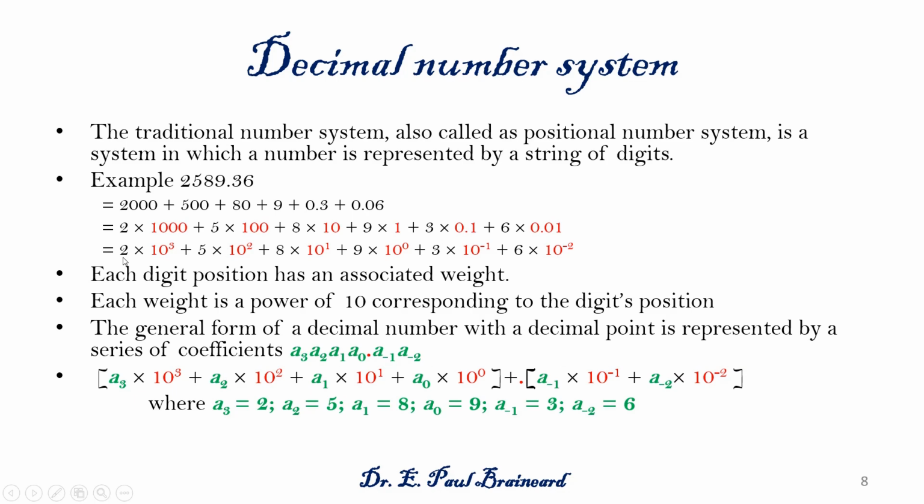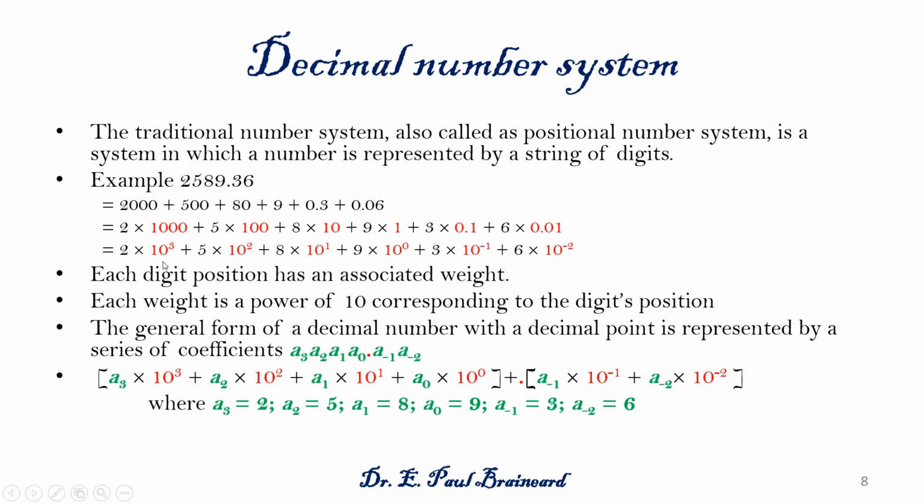For example, 2 has an associated weight of 1000. That is, each weight is a power of 10 corresponding to the digit's position.